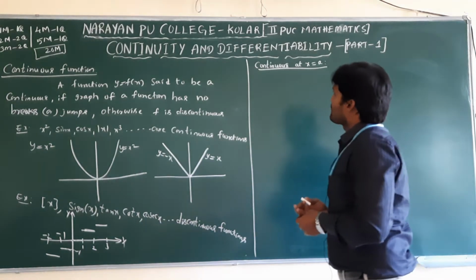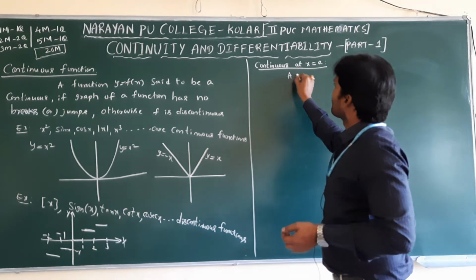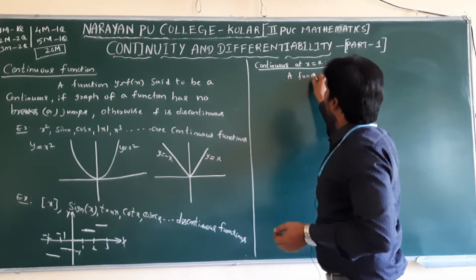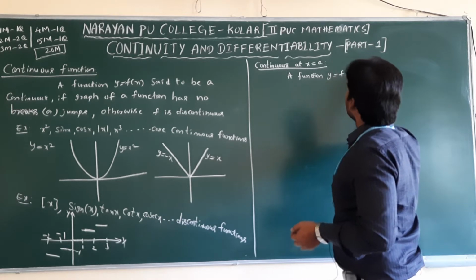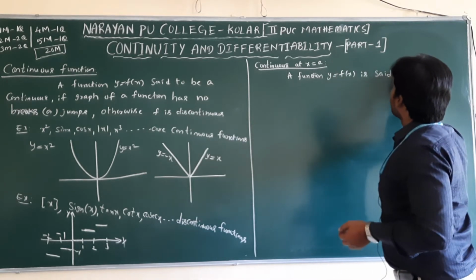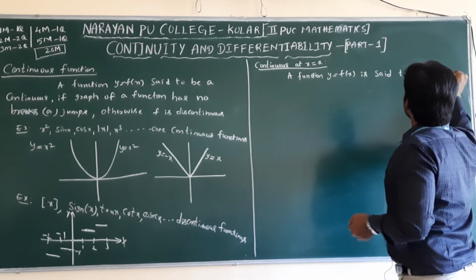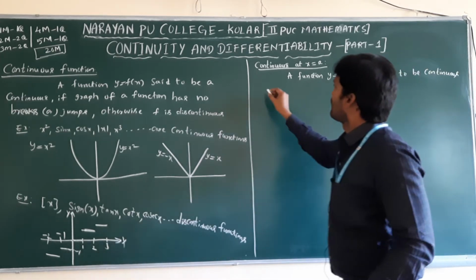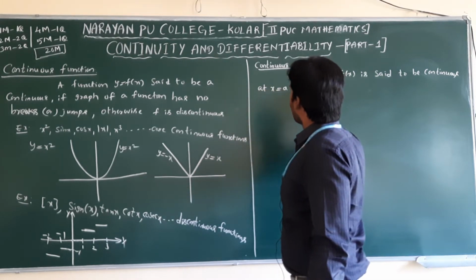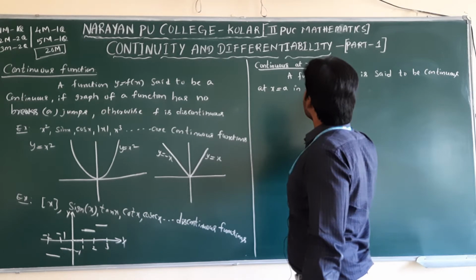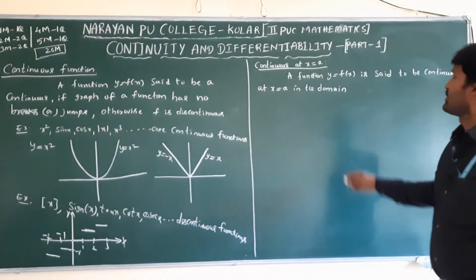Now what is the meaning of continuous at the point? How to identify? Now a function y equal to f of x is said to be continuous at x equal to a in the domain. That x value compulsorily we need to take in the domain only.